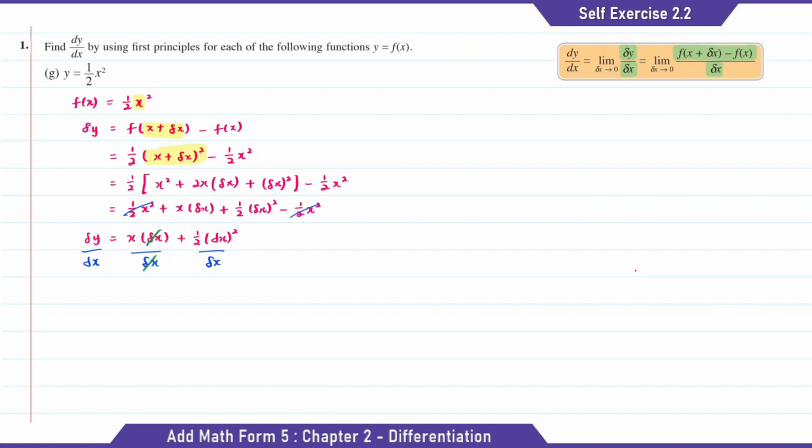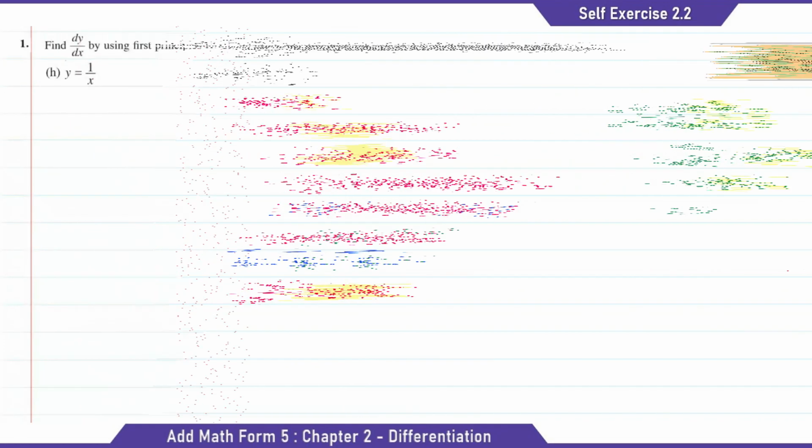So delta x here will be cancelled. So this one is just left with 1. So this is equal to x plus 1 over 2 delta x. To find dy dx, we're going to substitute the delta y over delta x with this. As delta x approaches 0, we're going to substitute the delta x here with 0. Then dy dx is equal to x.